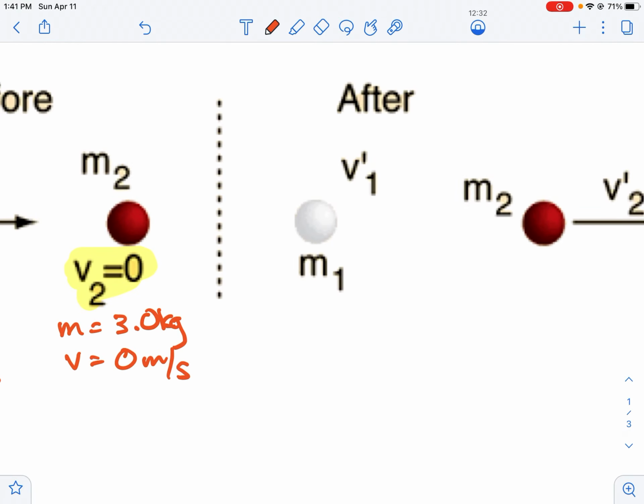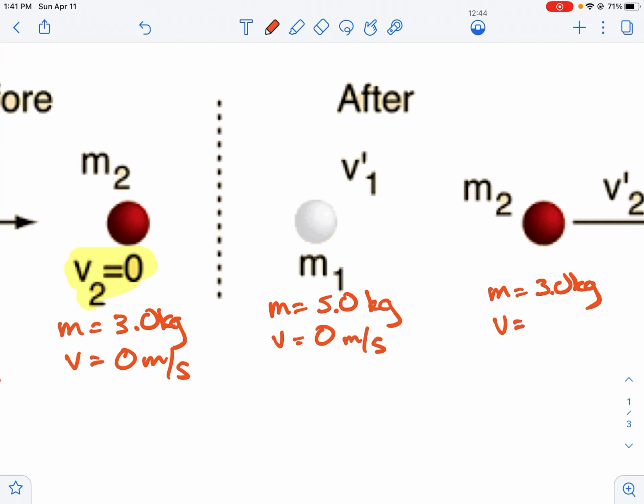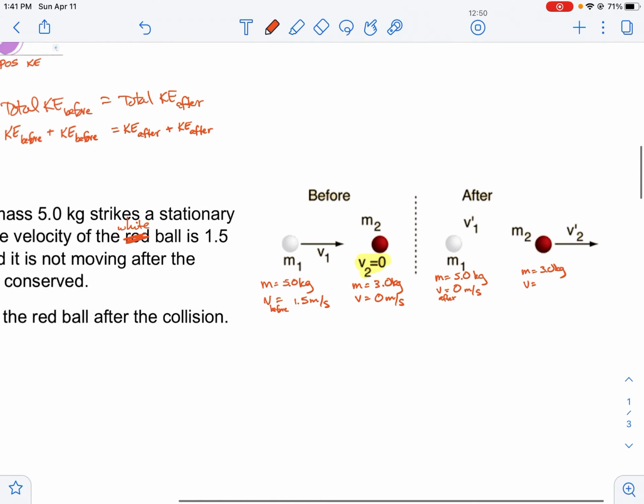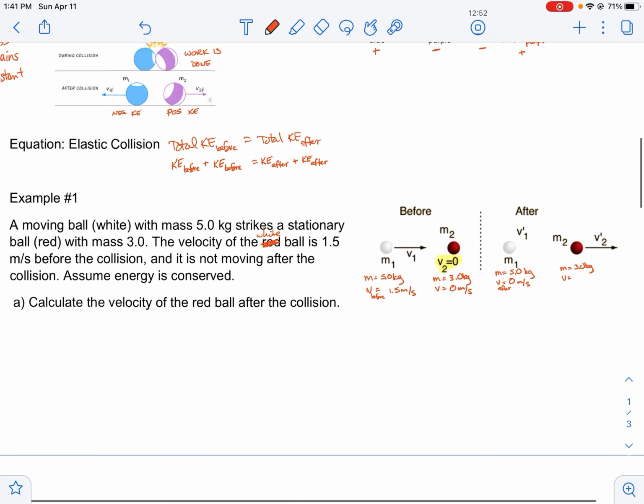So we were right. This still has a mass of 5 kilograms. This still has a mass of 3 kilograms. This ball is now not moving, and this ball is moving. Let's see, we'll call this after. All right? But we don't know how much. Assume energy is conserved. Calculate the velocity of the red ball after the collision. So this is, in fact, what we're looking for right here.